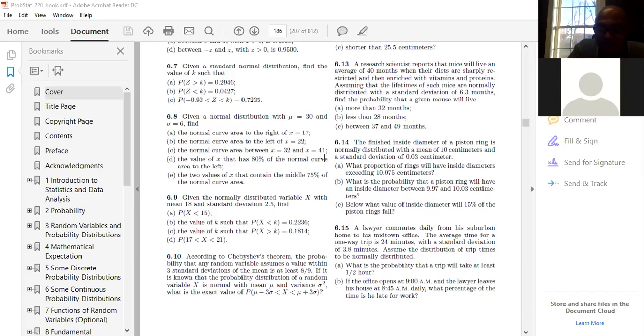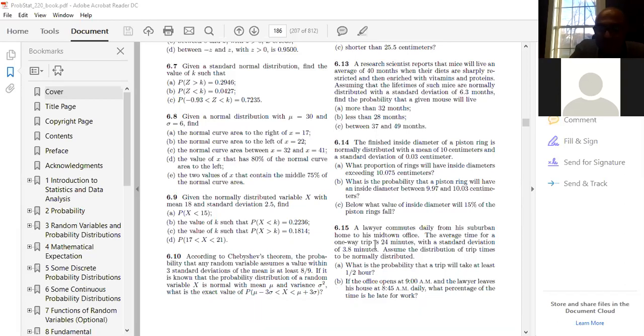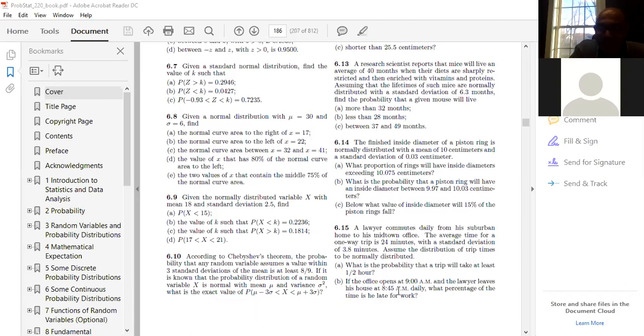Greater than 0.5 hour, here it is, okay, 24 minutes. Half an hour means you can say 30 minutes. So 30 minutes means right of 24, at least half an hour, it's at least half and more. If the office opens at 9 a.m. and the lawyer leaves his house at 8:45 a.m., see the practical example, what percentage of the time is he late for work? What percentage of time you're looking for, right? That he will be late for the work.